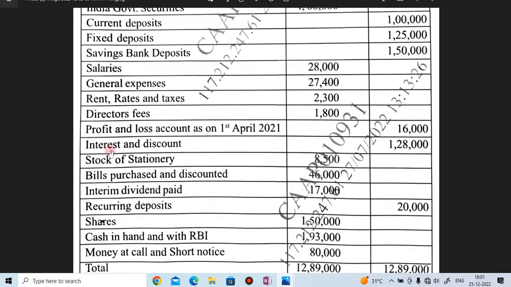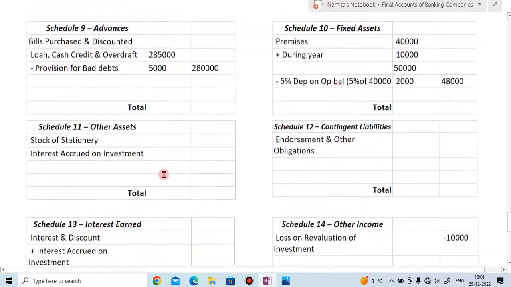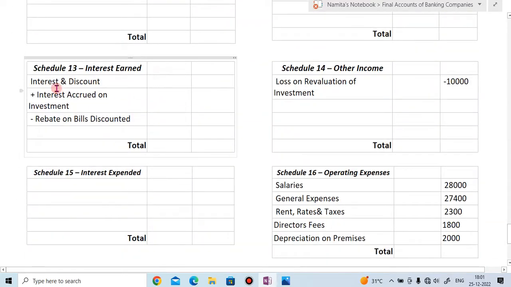Next is what? Interest and discount, 1,28,000. Interest and discount will come in schedule number 13, interest earned, okay, interest earned. So schedule number 13, interest earned, interest and discount. Now write this 1,28,000 in the inner column because there is adjustment.